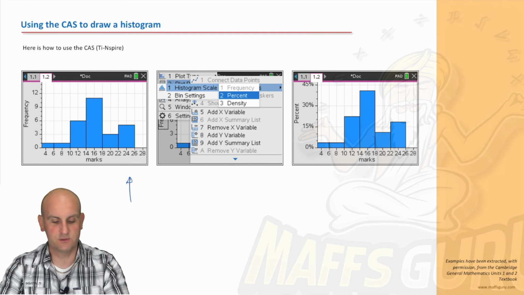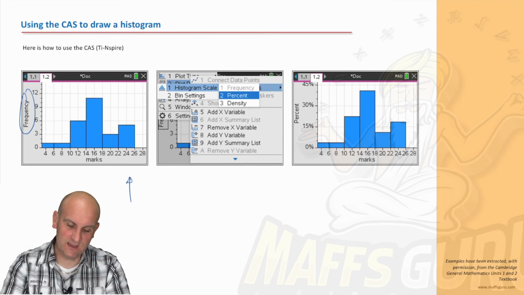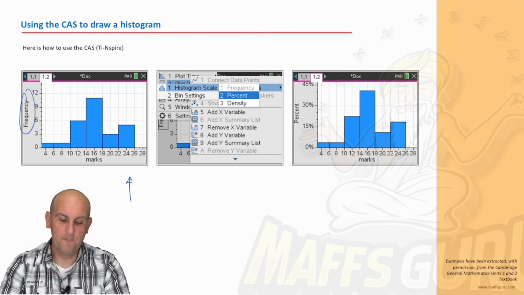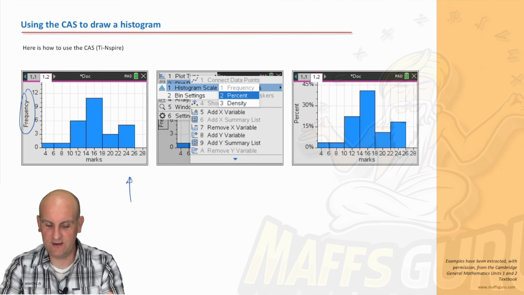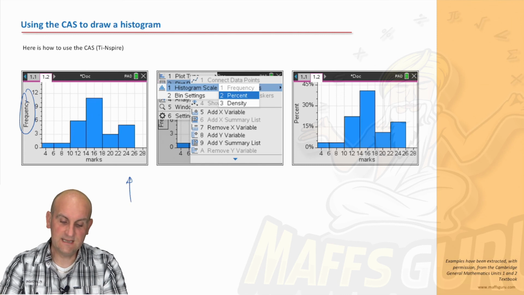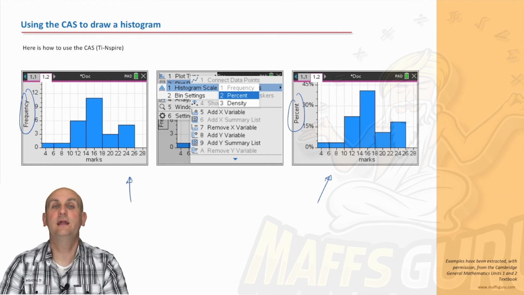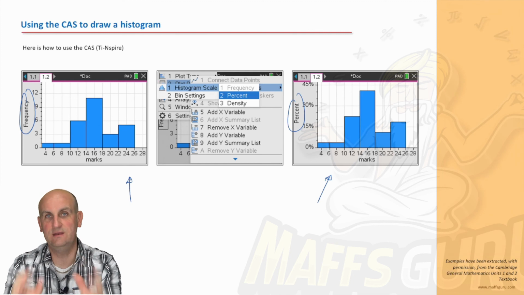Life is good, and what you notice is that we have the frequency up the side. But what if I wanted percentages? Well, guess what? You can do percentages as well. Again, you go back into plot properties and then histogram properties, and then you go to histogram scale. Percentage, and lo and behold, out comes this wonderful graph with your percentages, yeah? Now again, it takes practice. Put these instructions into your summary book and it'll look amazing and you'll never get this stuff wrong.